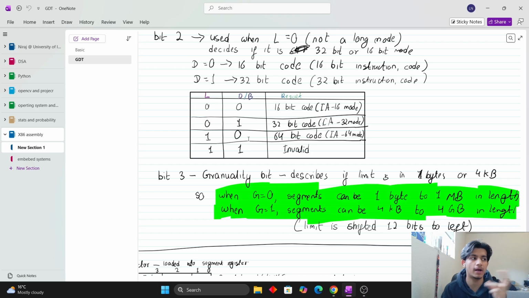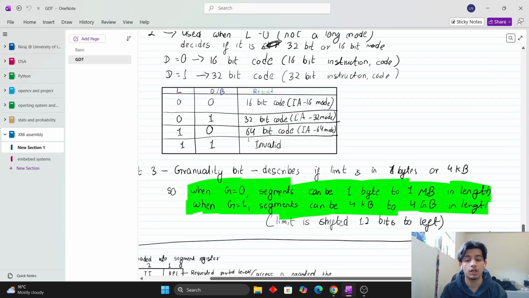Or in kilobytes, like in 4 kilobytes. So if g equals 0, the segment is in 1 byte units, sorry, not kilobytes. And if g equals 1, the segment is in 4 kilobyte units. That means when g equals 0, a segment can be from 1 byte to 1 MB, which is really small. And if g equals 1, the segment is from 4 kilobytes to 4 gigabytes in length, which is all the address space in 4 GB of memory space, right?